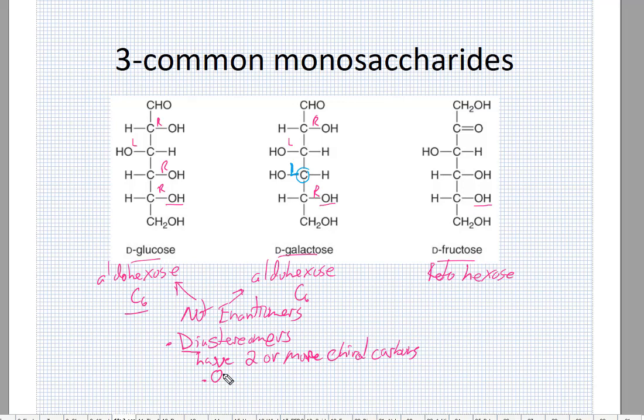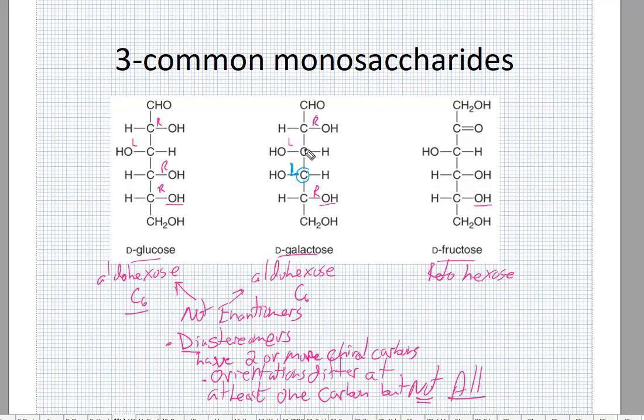And the orientation about those chiral carbons, whether this alcohol group is on the right or on the left here, the orientations differ at least at one chiral carbon, but not all. Not all. Okay? What would happen if here they just differ at one?